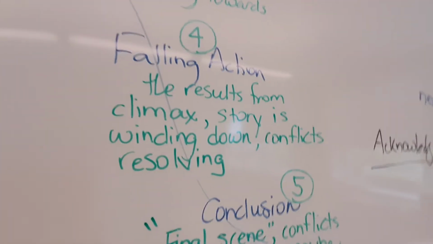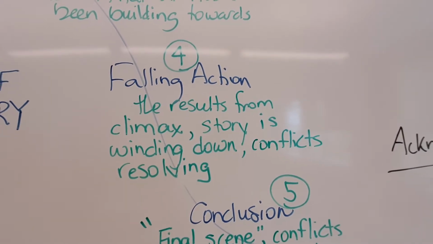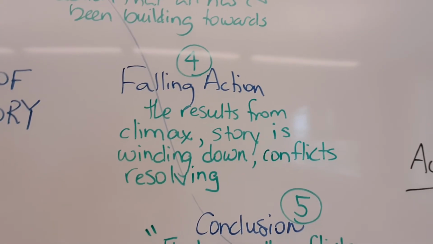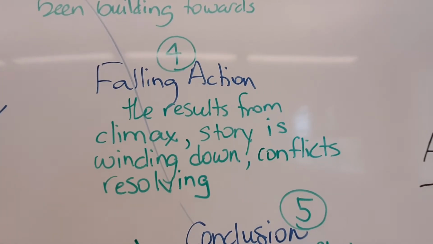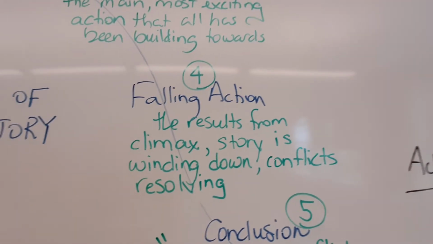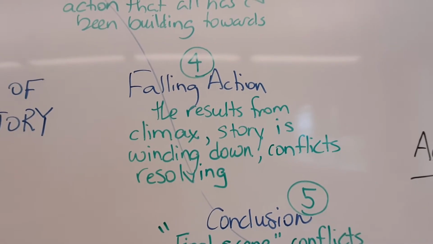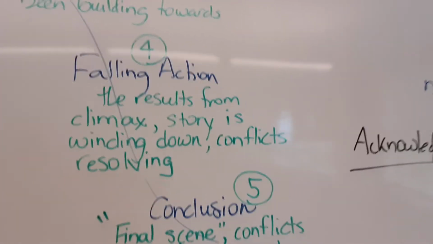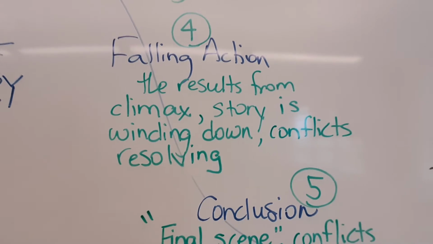The 4th part of the story diagram is falling action. What is usually encompassed in this is the results from the climax. The story is winding down. Conflicts are resolving, right? Like the example I just gave about writing the final exam, the results from that: did he fail? Did he pass? Did he cheat? Like what's the results from the climax? The story is starting to wind down. The conflicts are resolving. There's been some lessons learned for the characters, right?